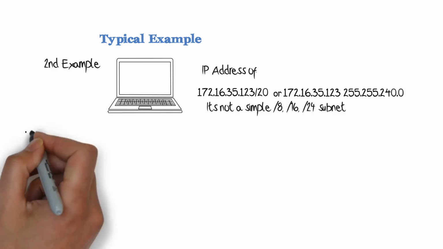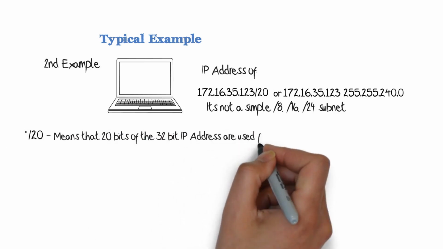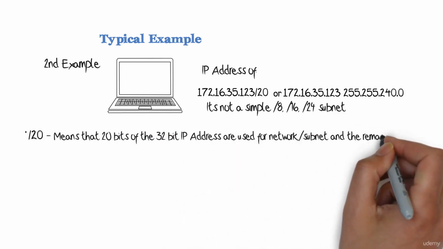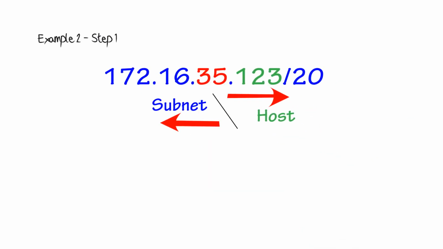So just to reiterate, /20 means that there are 20 bits of the 32-bit IP address which are used for the network or subnet portion, and the remaining 12 bits are used as the host portion of the address. So somewhere in the third octet, the network host portion changes. So once again, our IP address is 172.16.35.123/20.